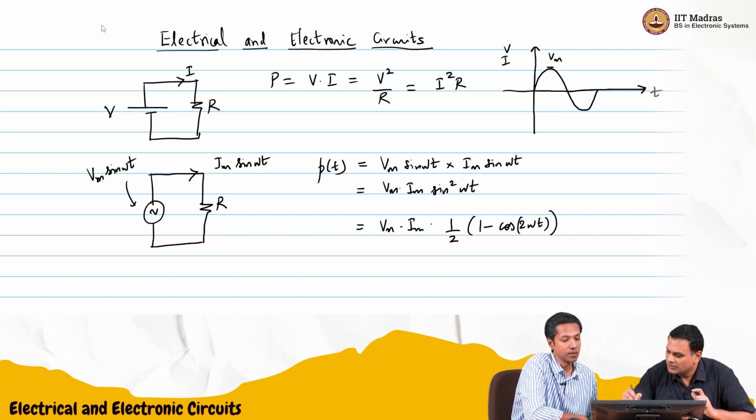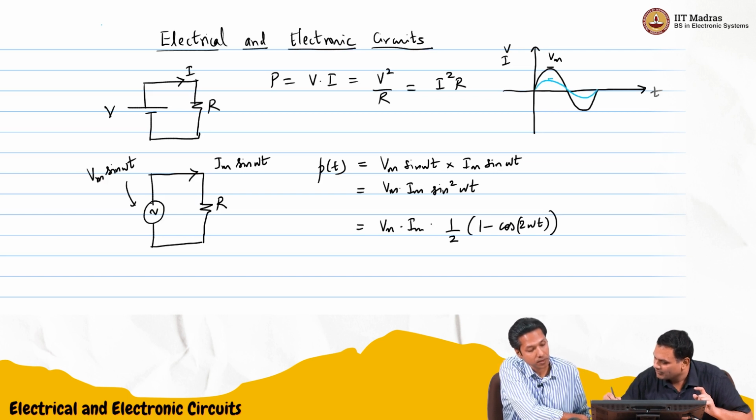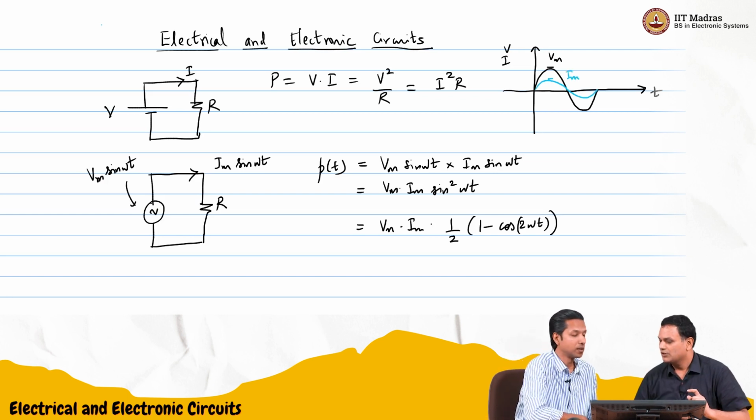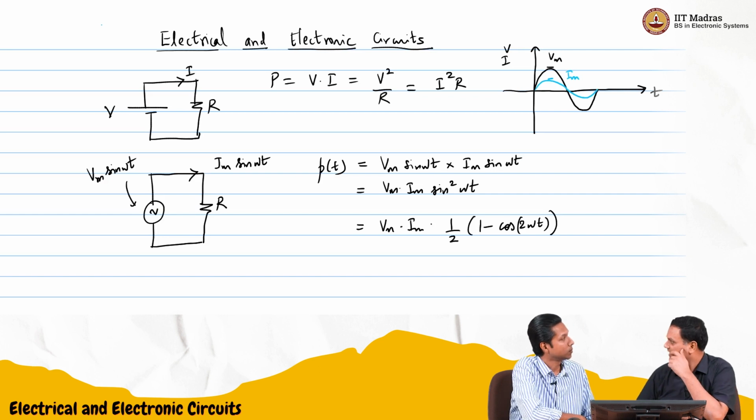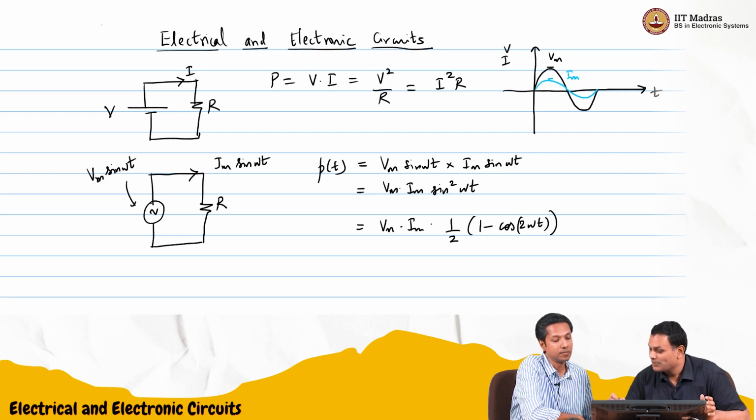Maybe I'll use some other color. I'll use this color for Im sin omega t. It's the same shape but a different amplitude. So this is Im sin omega t, and we're going to multiply the two at every instant. So the peak value will definitely be Vm times Im. I'll show that here with another color.